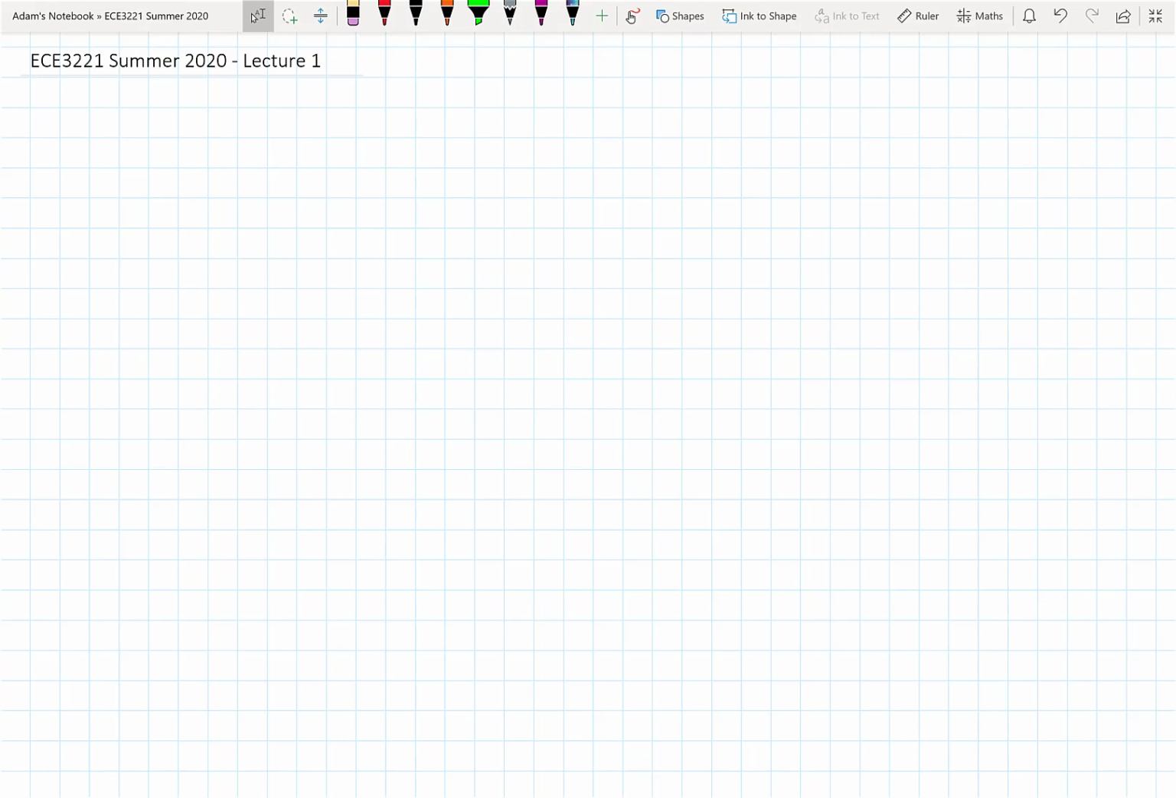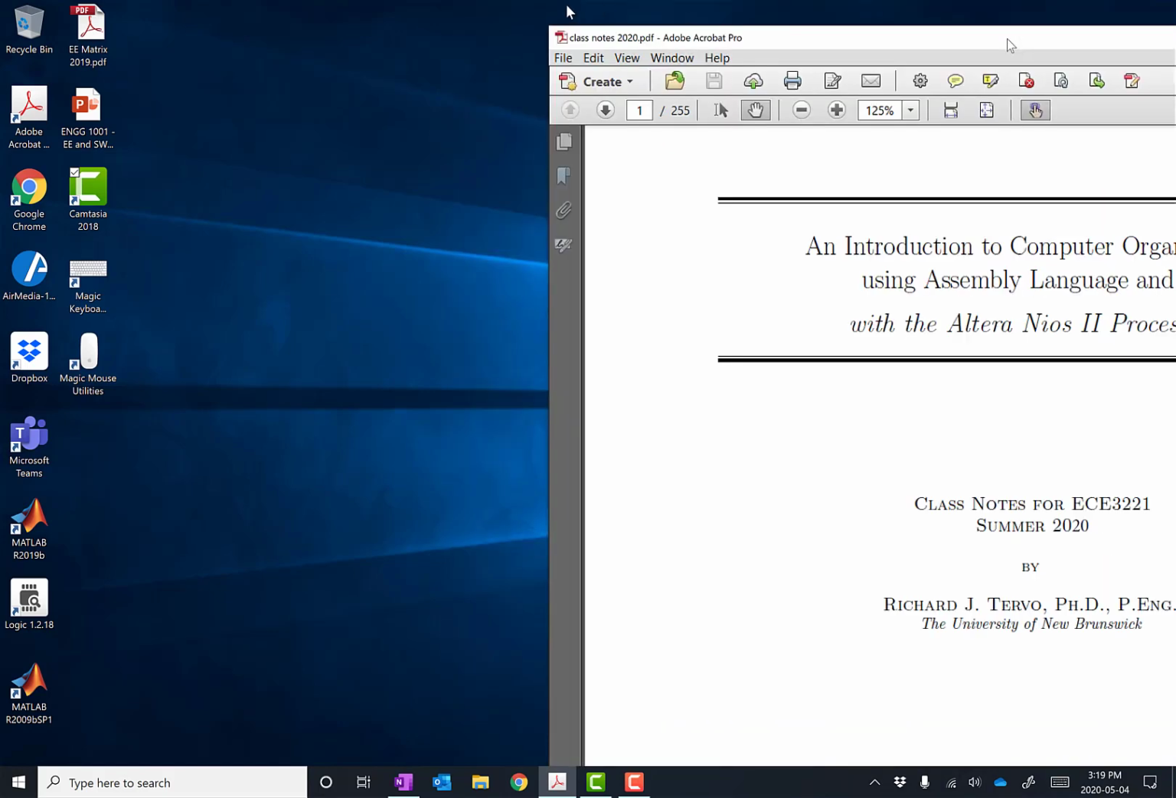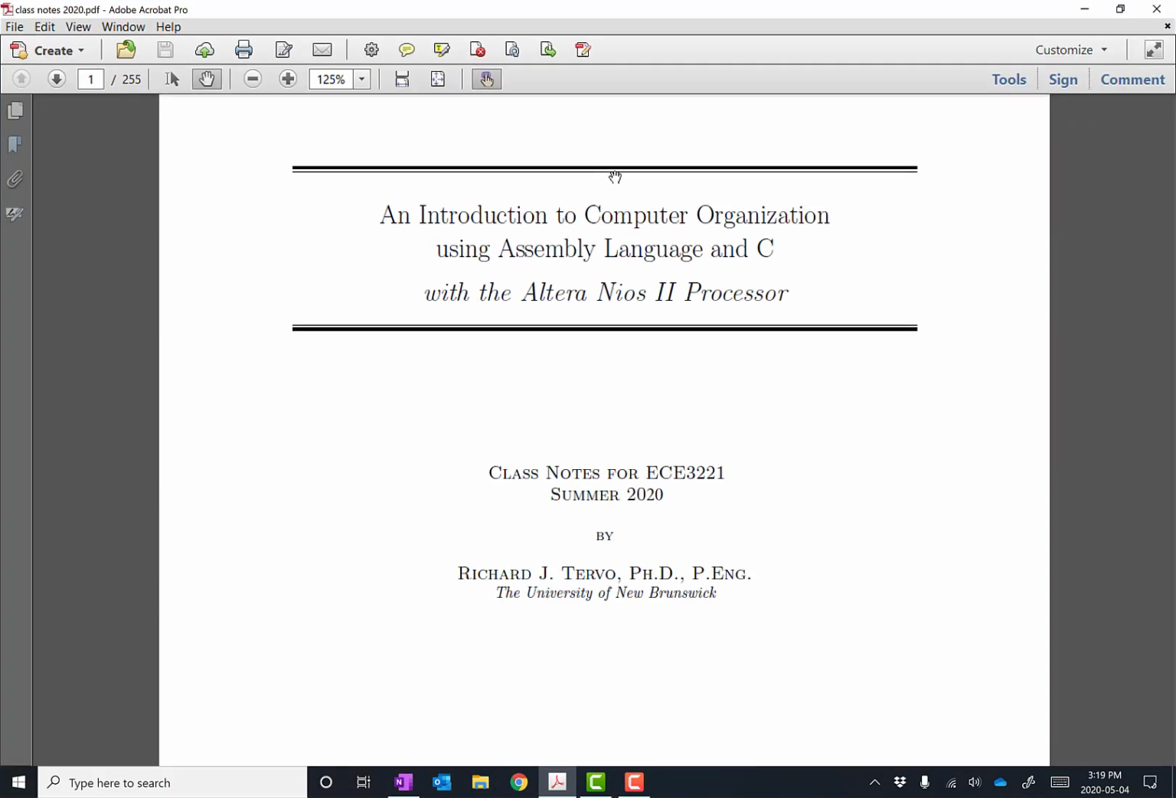Before we get into that, I just want to bring your attention to the notes that we're going to use for the class. These notes, which are prepared by Dr. Turvo, were written specifically for this class. They're extremely well done. They focus specifically on the content that we are going to cover in this class. And I highly recommend that you read along in the textbook. Really, everything's relevant to the course.